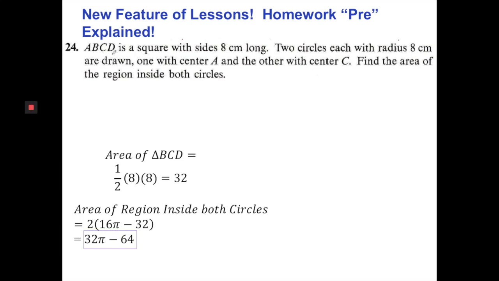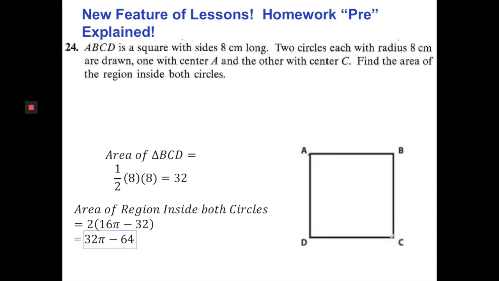Okay, so ABCD is a square with sides 8 centimeters long. Two circles, each with radius 8 centimeters, are drawn, one with center at A and the other with center at C. Find the area of the region inside both circles. So what I'm hoping you do if you got this problem in a textbook, absolutely the first thing, draw it out. We have here a square ABCD, the sides are 8 centimeters long, and those two circles will each have a radius of 8 centimeters. One is going to be centered on A, and another one is going to be centered on C.